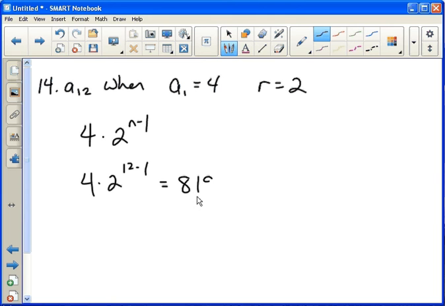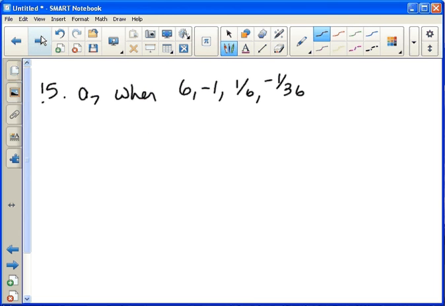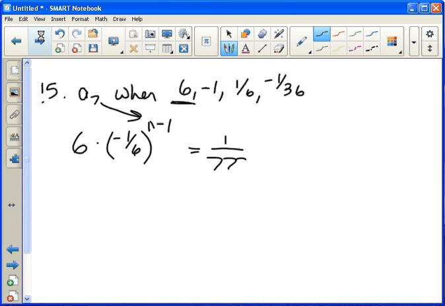15 asks the same thing. We need to write the equation, so we take a1, that's always the first term, times, okay, our r has to be what we're multiplying by. We're multiplying, it would appear, by negative 1/6. I know it's negative because the signs are alternating, and I raise that to the n minus 1. So then I just plug in 7 to find the 7th term, and you should get 1 over 7,776, or about 1.286 times 10 to the negative 4th.